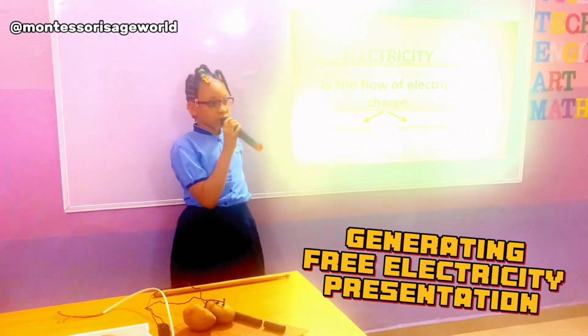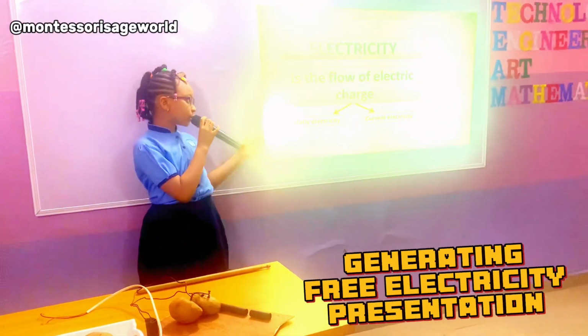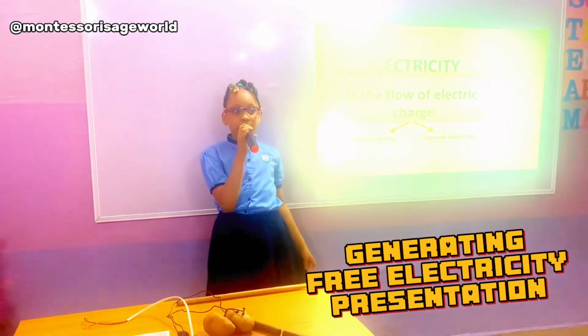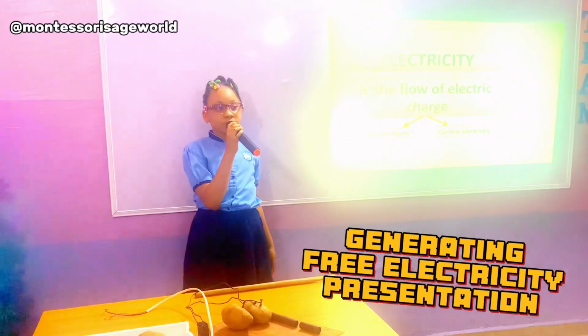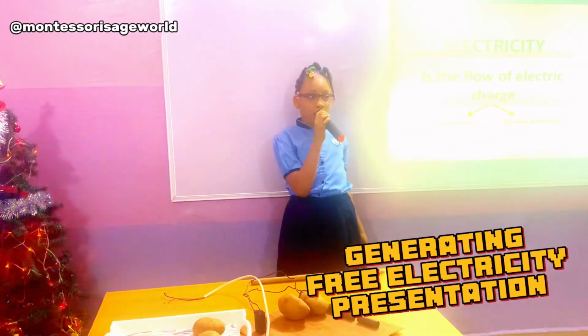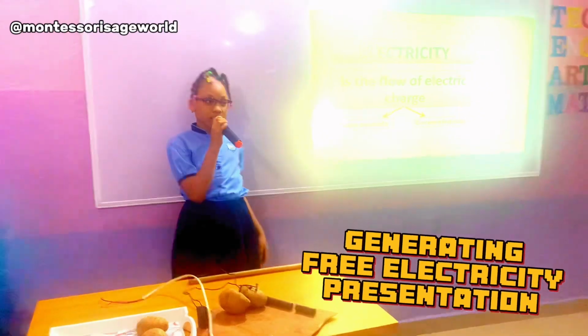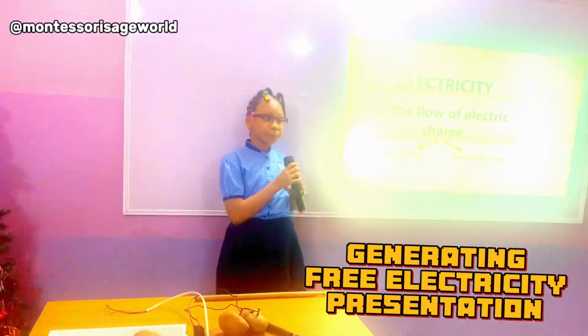There are two main types of electricity: static electricity and current electricity. Static electricity is generated by rubbing two or more objects together, causing friction to build up, while current electricity is generated by the flow of an electrical charge through a conductor across an electrical field.